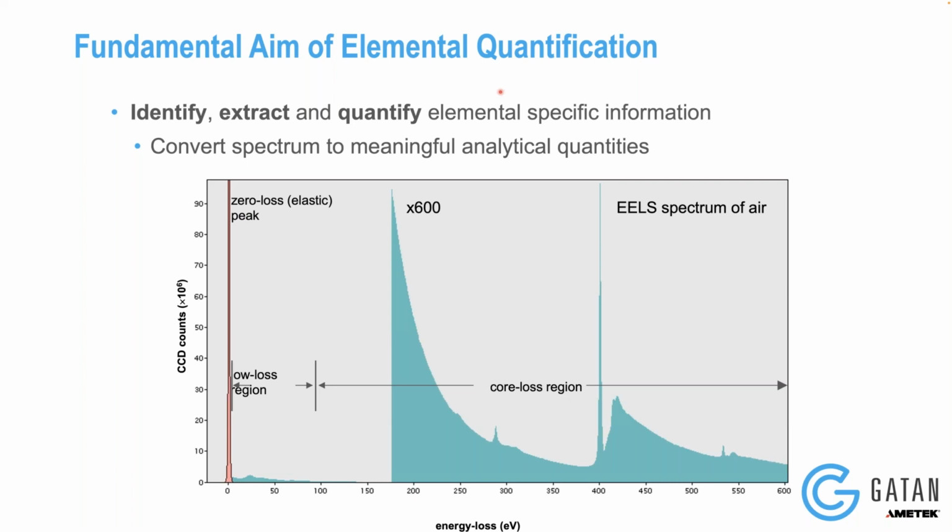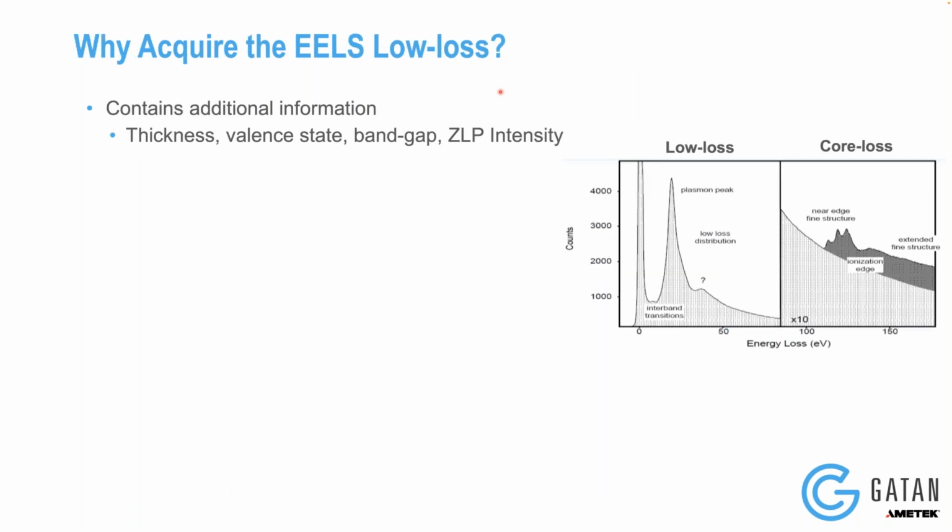So we can ask ourselves the question, why acquire the low loss spectrum? There's many reasons why we would acquire it. It contains lots of really useful additional information: information about the valence state, band gap, specimen thickness, zero loss intensity, vibrational information, and so forth. It also contains information that's useful for us to process our core loss data.